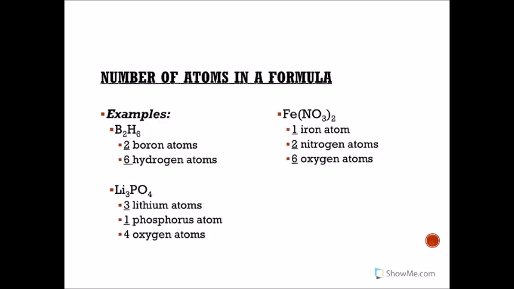Some other examples here: diboron hexahydride. We have 2 boron atoms and 6 hydrogen atoms. Lithium phosphate, 3 lithium atoms, 1 phosphorus atom, 4 oxygen atoms, and iron 2 nitrate, 1 iron atom, 2 nitrogen atoms, and 6 oxygen atoms.